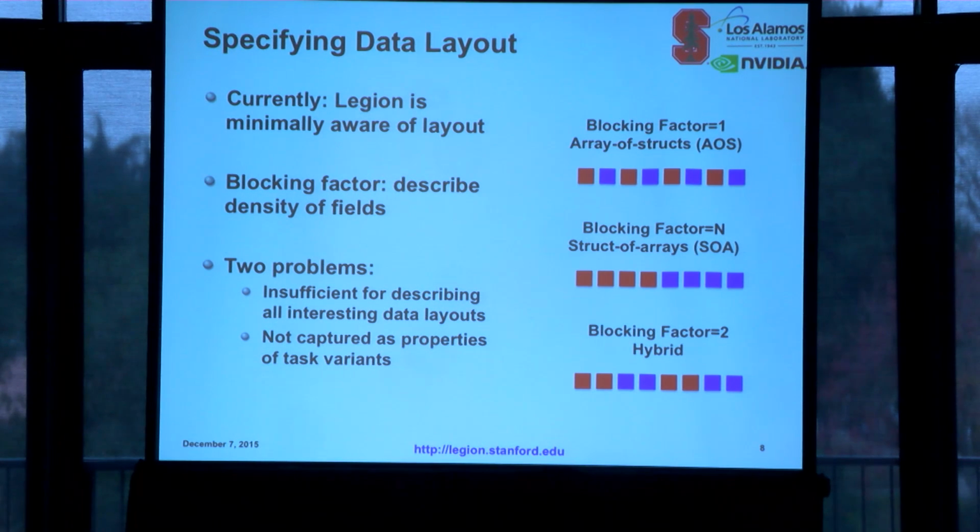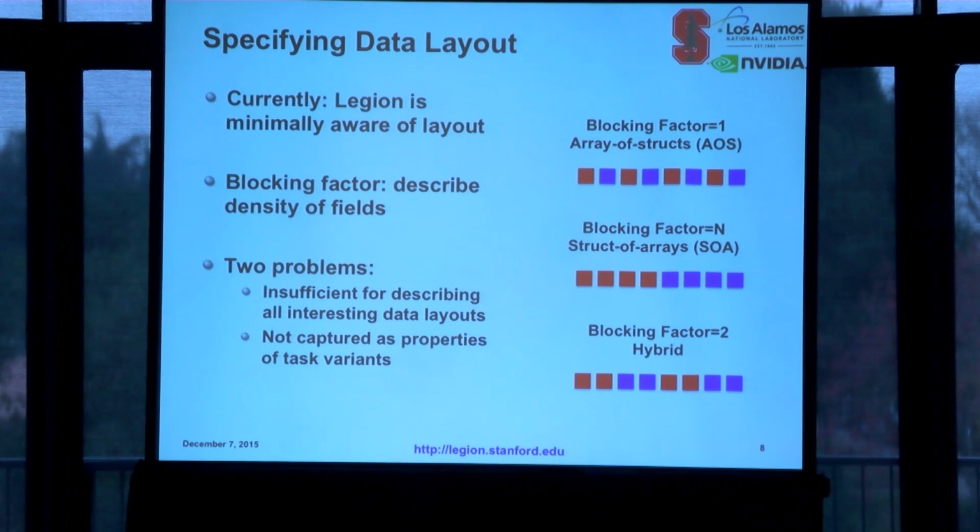And as a result, we have a hole in one of our properties that we like to guarantee, which is that mapping decisions can't impact correctness. So today, it's possible for you to actually pick a data layout that doesn't necessarily mesh with a particular task variant that you're going to choose to run, for this particular layout of the regions that you've chosen. And so what we want to do is fix that. We want to make sure that we're going to get correctness no matter what mapping decisions you make.